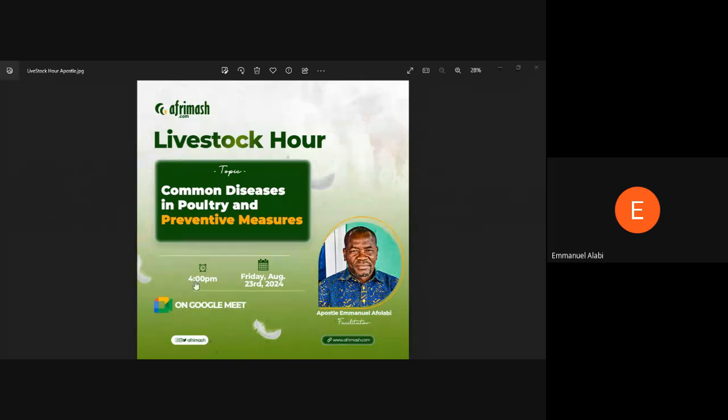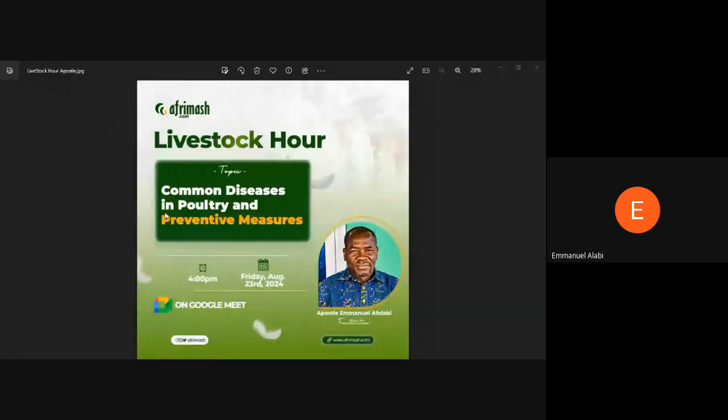So that is one thing. And when it comes to Gumboro, the only thing you can see with Gumboro is the whitish droppings, very whitey. At the vent, you see that the dropping is white, pure white, like milk. So that one is Gumboro.